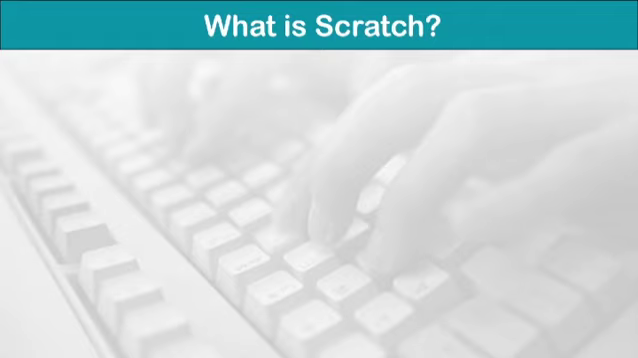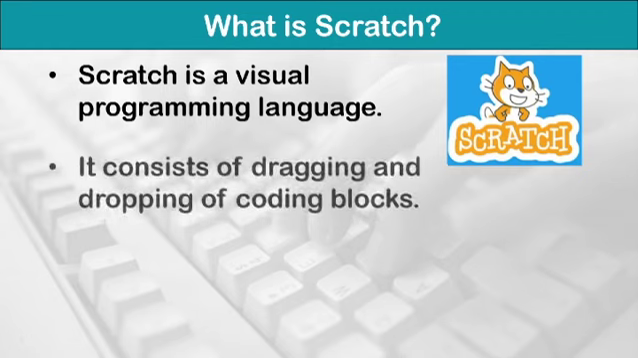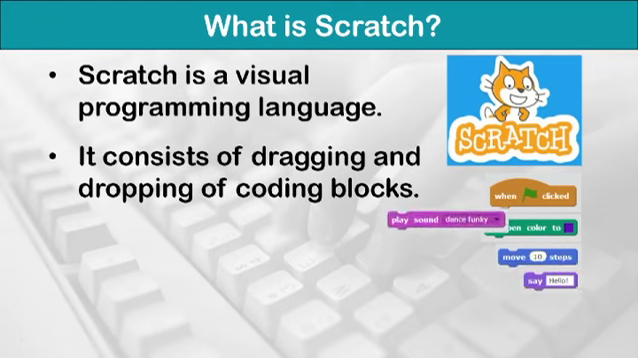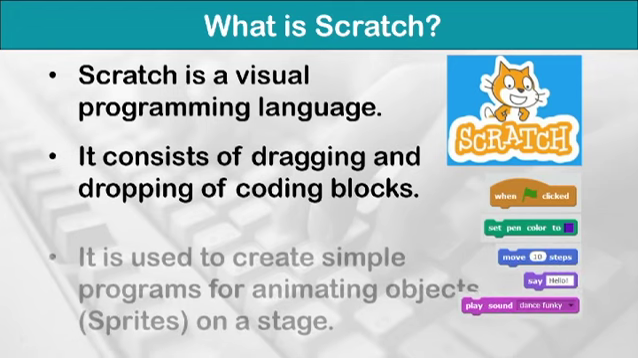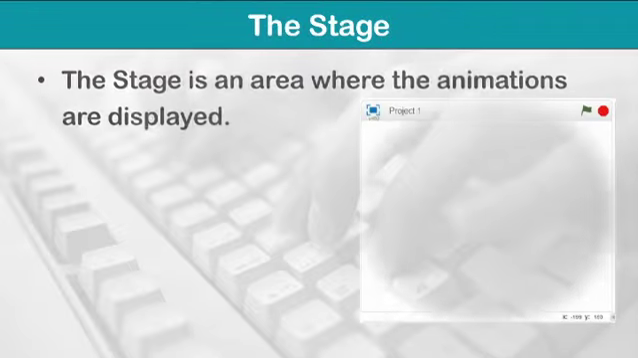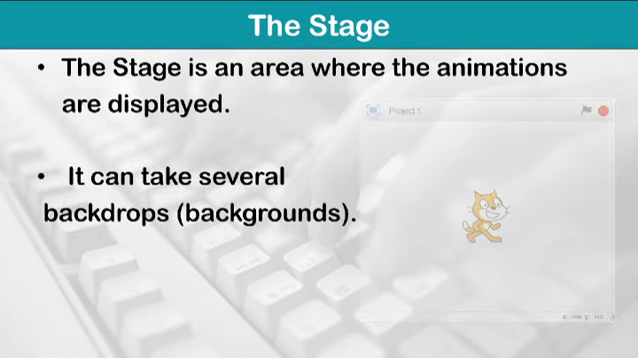What is Scratch? Scratch is a visual programming language. It consists of dragging and dropping of coding blocks. It is used to create simple programs for animating objects called sprites on a stage. The stage is an area where the animations are displayed. It can take several backdrops.